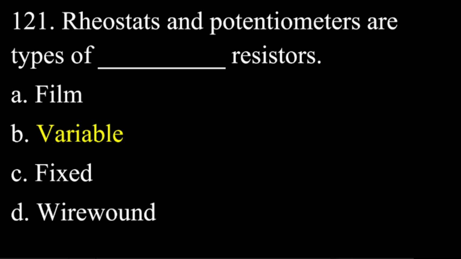Rheostats and potentiometers are types of blank resistors. A. Film. B. Variable. C. Fixed. D. Wire wound.